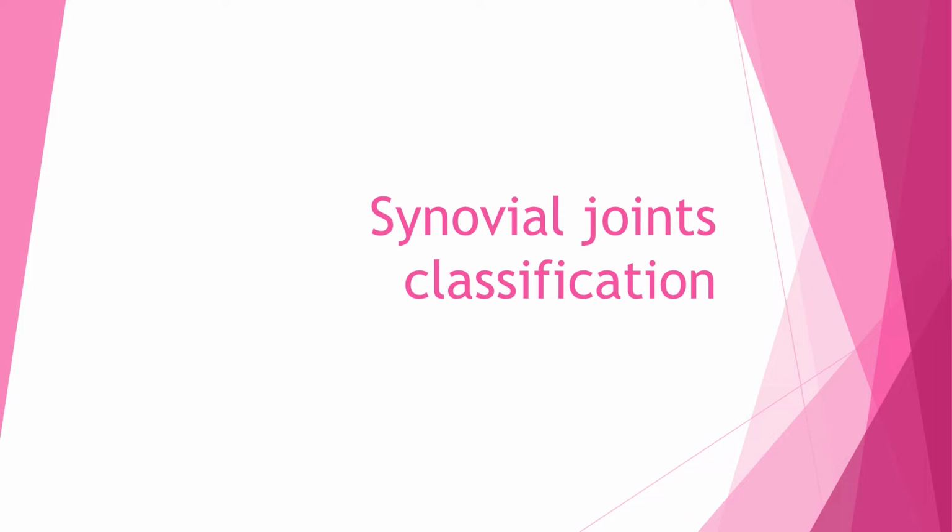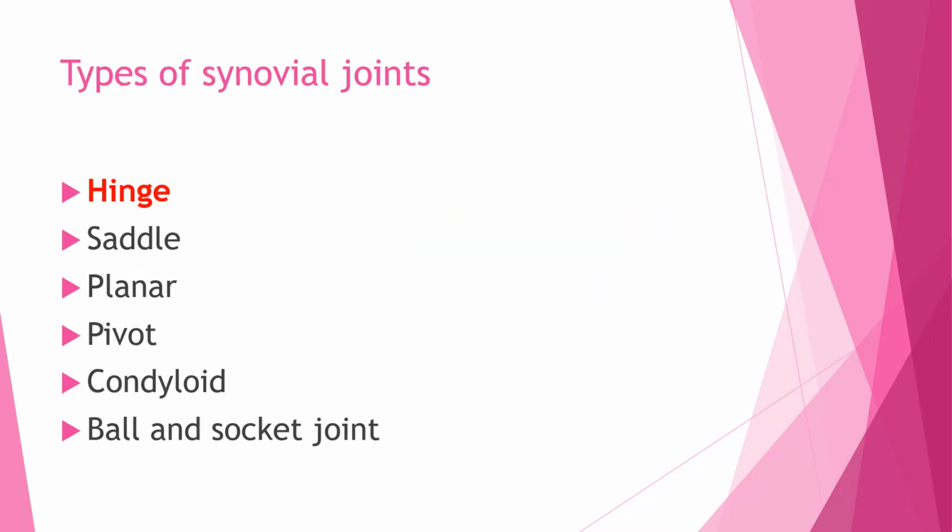Today we are going to start the synovial joints classification. In the previous topic you have learned about the synovial joints, and now we are starting the types of the synovial joints. In the types of the synovial joints there are a total of 6 types. First is hinge joint. The second is saddle joint, the third is planar joint, then pivot joint, condyloid joint, and the last one is ball and socket joint.